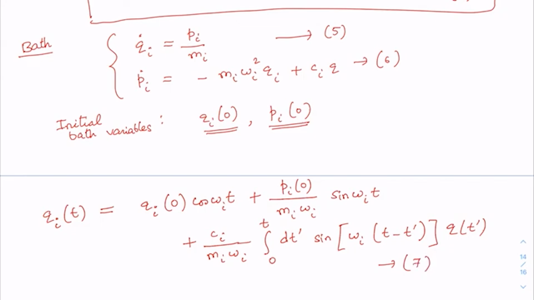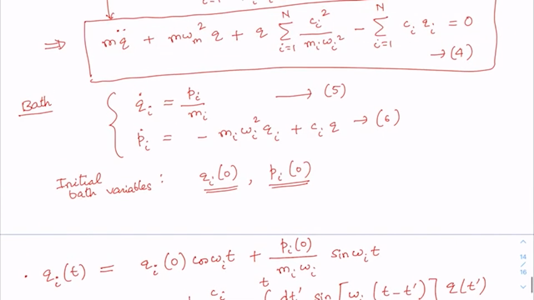Now I want to do one thing. I want to put this equation number 7 in equation number 4 because I'm interested in knowing what's going on with the system.